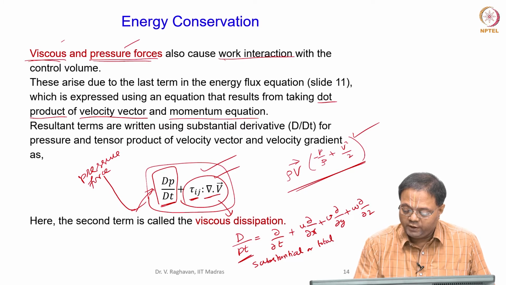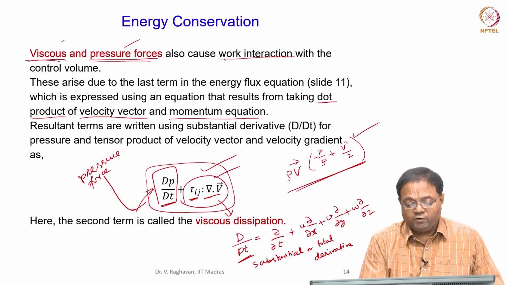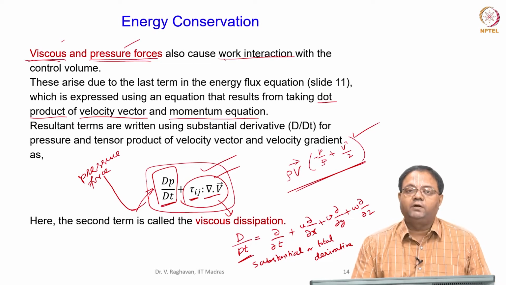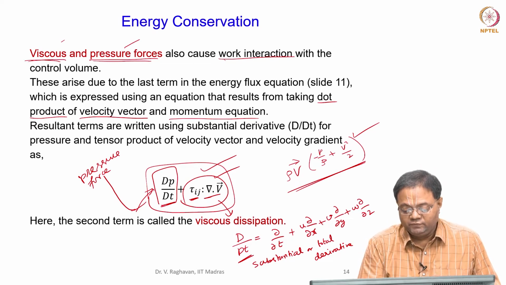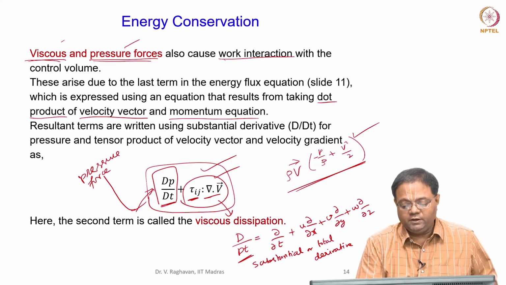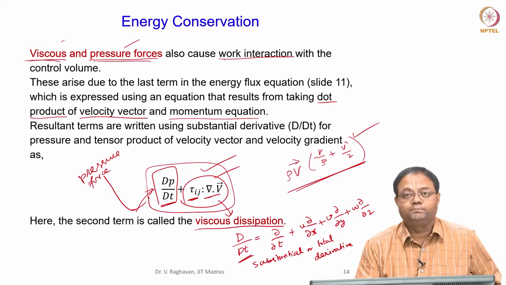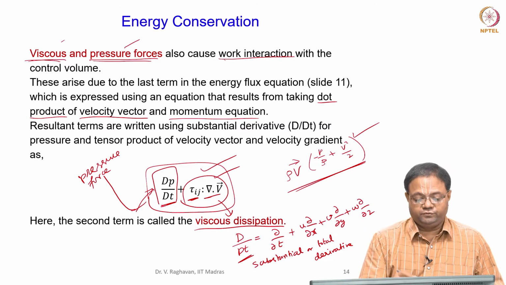Or we can also say it is total derivative. So that total derivative of pressure will contribute to the work done by the pressure, and the viscous terms are actually captured in the stress tensor. Tensor product of that with the gradient of velocity will give you the viscous dissipation term, which is the work done due to the viscous forces, okay.